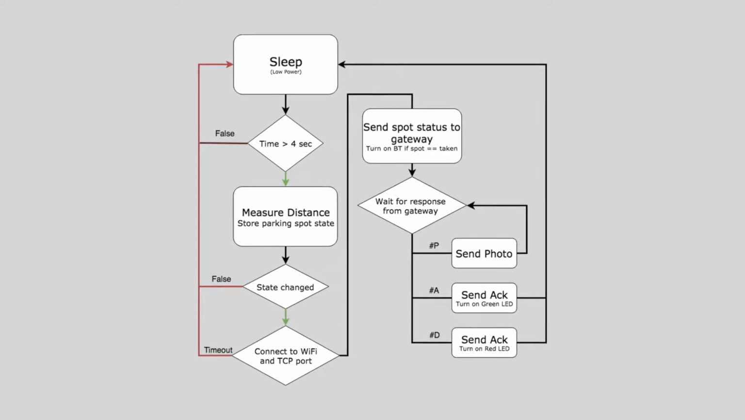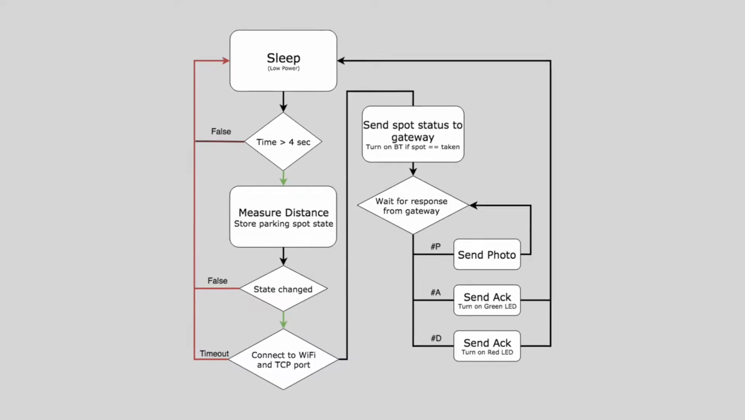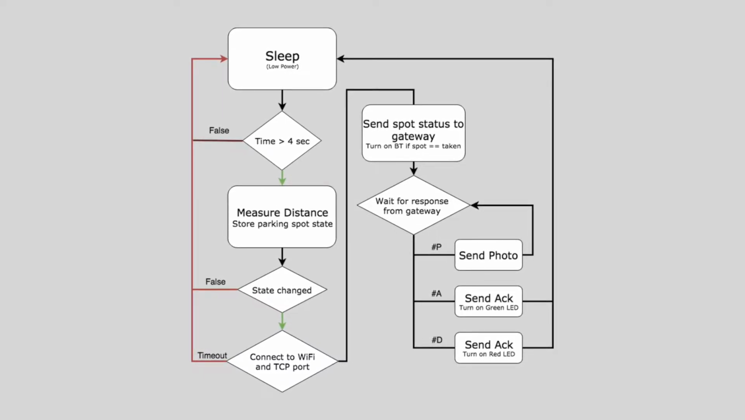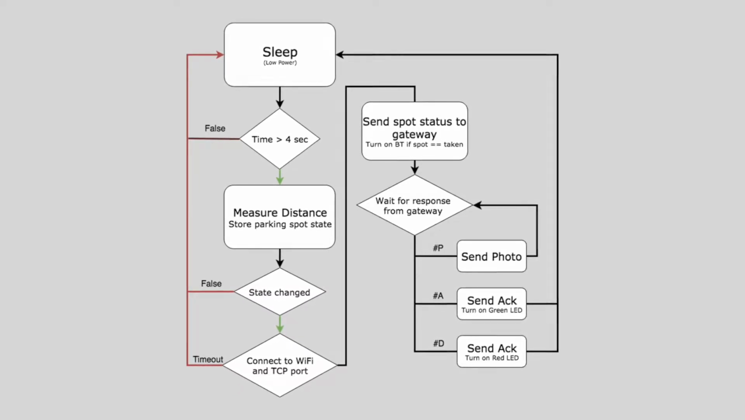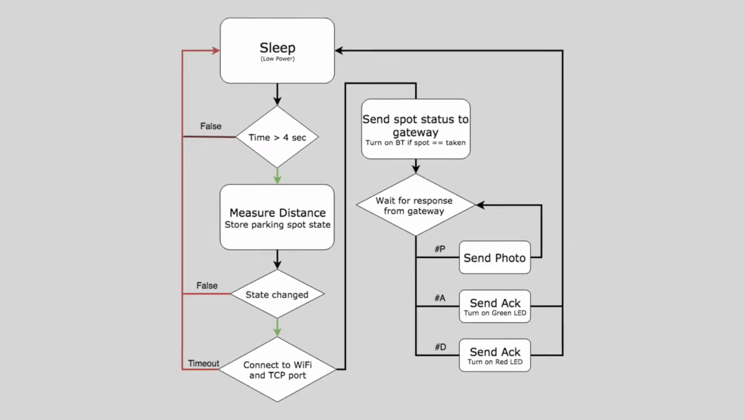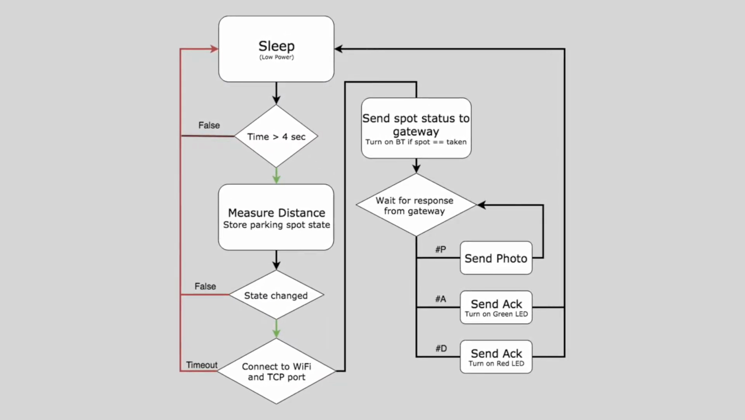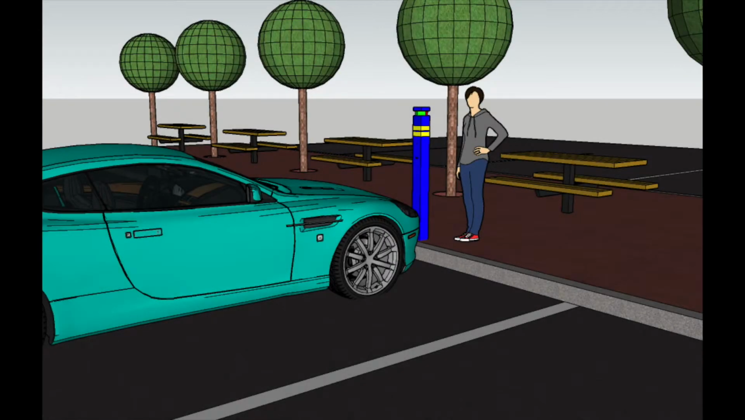If so, the sensor box will turn on Wi-Fi and connect to a gateway via TCP. In addition, the Bluetooth beacon will turn on if the sensor box detects the status of the spot is taken. Once connected to the gateway, the sensor box will send a message with the updated spot status. The gateway can then send a variety of messages, such as to take a picture, authorize a spot, or deny a spot. Once it receives an authorization or deny command, the sensor box will display green or red LED patterns for 4 seconds before going to sleep.